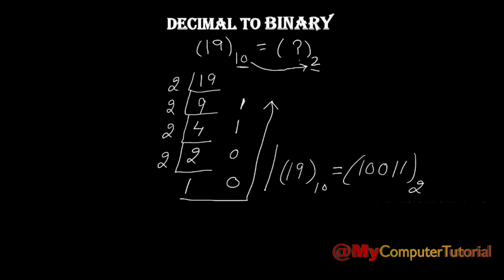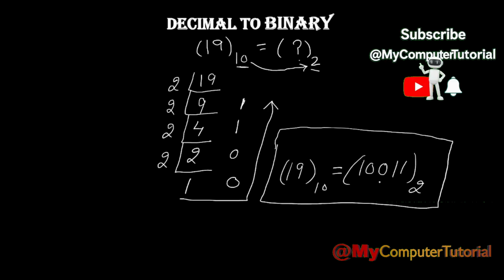So this is what we wanted to find, that is, a number from base 10 to a number in base 2, that is, decimal number to binary number. So the binary equivalent of 19 is 1 0 0 1 1.